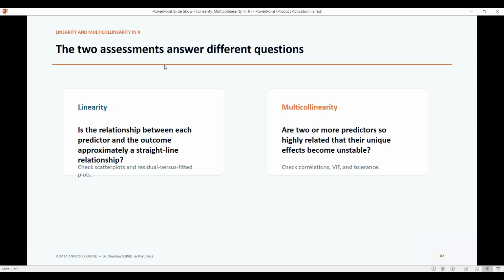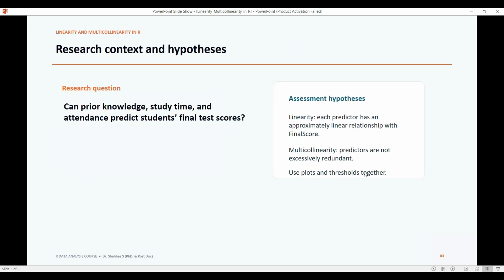Okay, so the two assessments answer different questions. Linearity is the relationship between each predictor, meaning independent variable, and the outcome, which is the dependent variable, being approximately a straight line relationship. So we'll check scatter plots and residual versus fitted plots. On the other hand, multicollinearity is when two or more predictors, meaning independent variables, are so highly related that their unique effects become unstable. So we will check multicollinearity using correlations, VIF values, and tolerance levels.